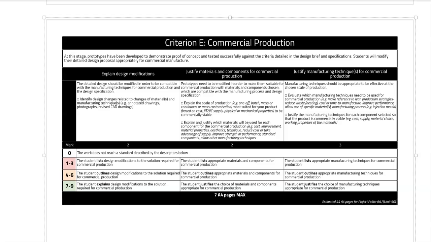what types of things you could do to improve performance to allow a specific material or manufacturing process to be used. So we look at things like injection molding. And you need to justify the manufacturing techniques for each of the components. And within that justification, we need to think about costs, supply, material choice, working properties of the materials.